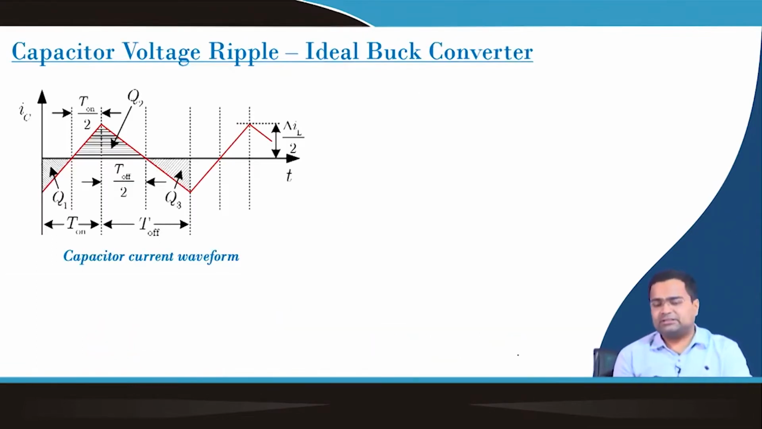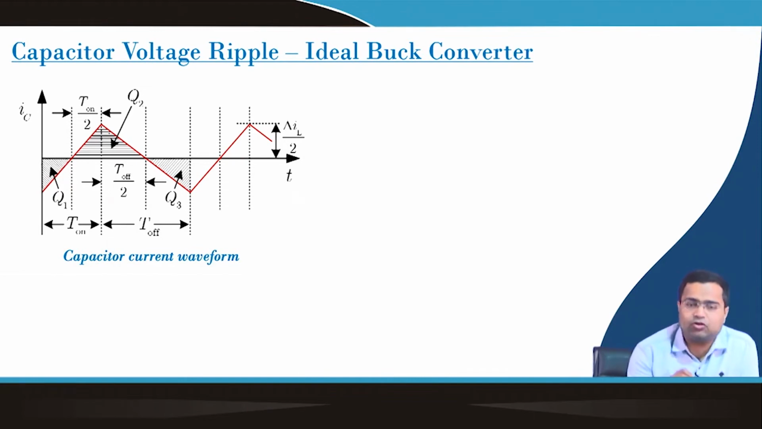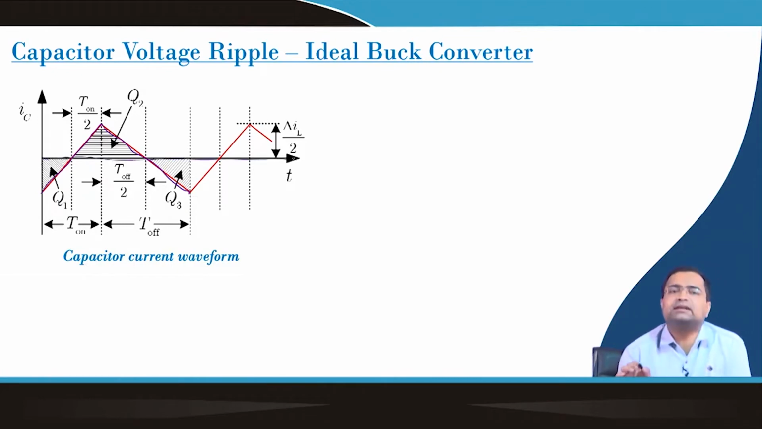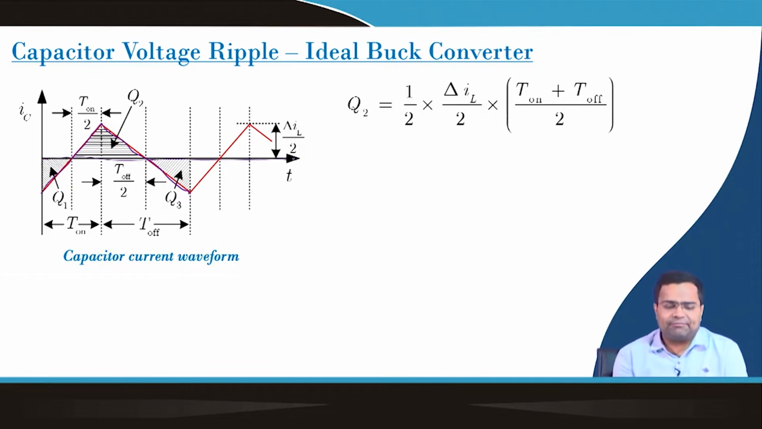Now, if we take the capacitor voltage ripple, again you can draw the capacitor current, and this profile is the same as the inductor current. But the difference is that the average capacitor current at steady state should be 0, whereas the average inductor current in steady state is equal to I0. So, our intention is to find the area under the curve during the positive charge condition, that is, when the capacitor current is positive.